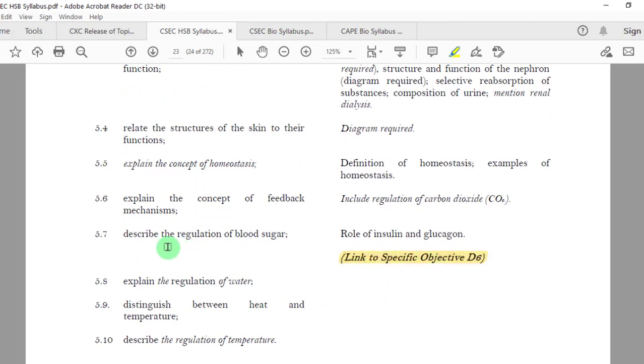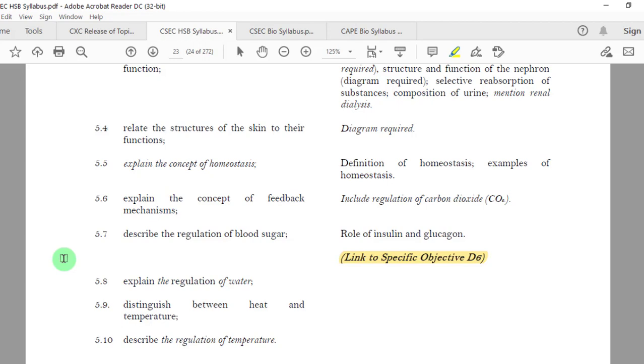Right? And you notice: describe the regulation of blood sugar, the role of insulin and glucagon. And this, of course, would apply to diabetes, which is a chronic lifestyle disease. So this objective, D6, which would be in the disease part of the syllabus, is going to be really important in this area.